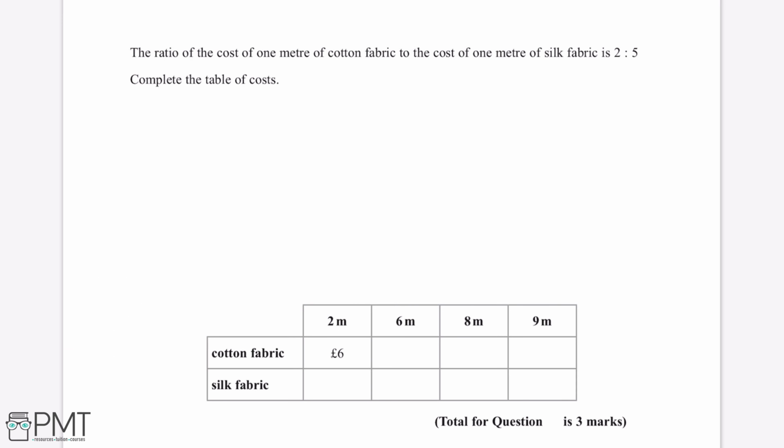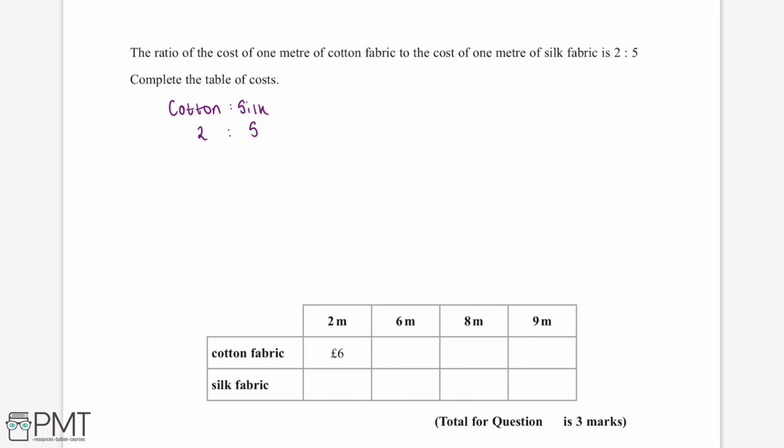The ratio of the cost of 1 metre of cotton fabric to the cost of 1 metre of silk fabric is 2:5. Complete the table of cost. So the first thing we can do is write out this ratio. So what this means is that if 1 metre of cotton costs £2, then 1 metre of silk would cost £5. And we can use this to fill in our table.